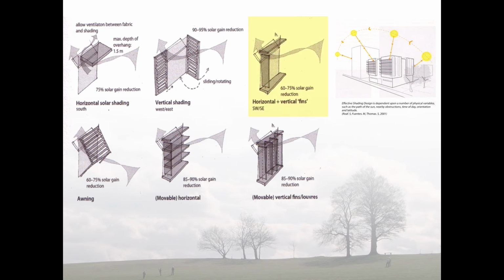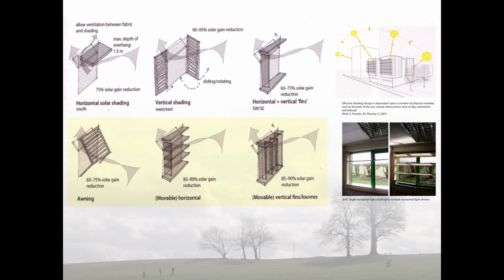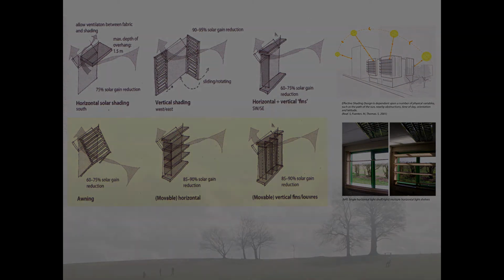Horizontal or vertical fins can be used on southwest or southeast facing windows. It provides 60 to 75% solar gain reduction. The lower three devices are suitable for all orientations since movable parts allow optimum user adjustability. However, in comparison, they reduce daylighting and winter solar gain.